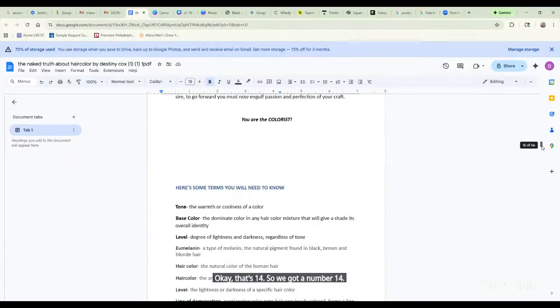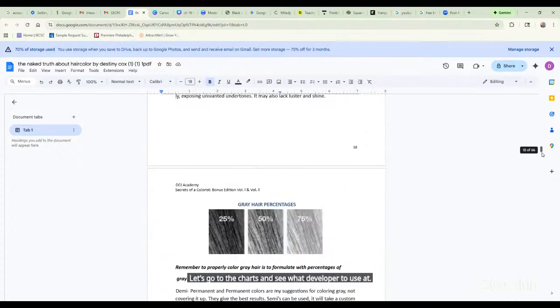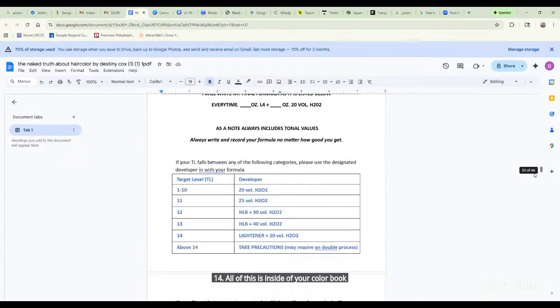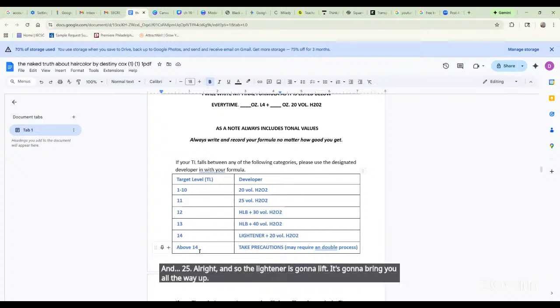Let's go to the chart to see what developer to use at 14. All of this is inside of your color book that I gave you. What does 14 say? Lightener plus 20 developer. So nothing in a 2 can get your client from that 2 to 8. That means you need to go with something more aggressive. And so you need to go with a lightener and 20 vol. And so the lightener is going to lift. It's going to bring you all the way up to where you need to be.